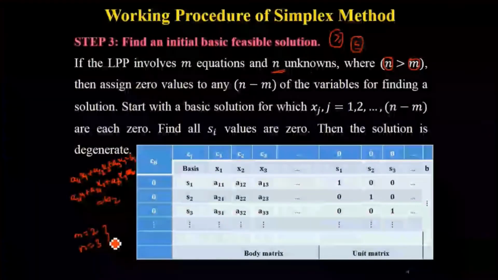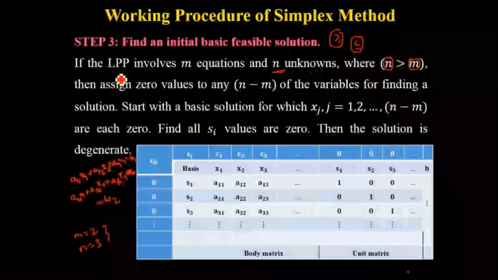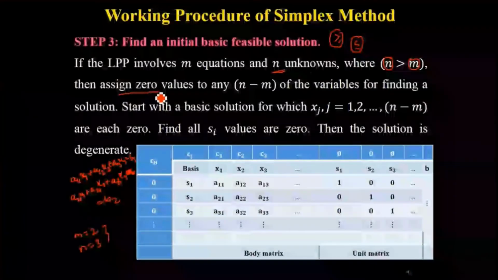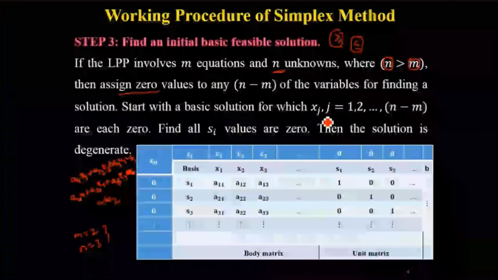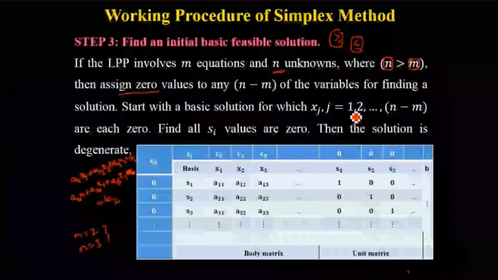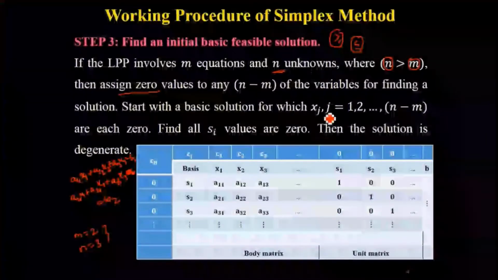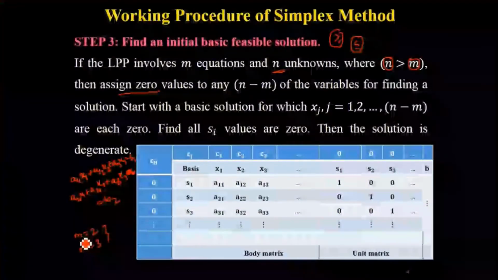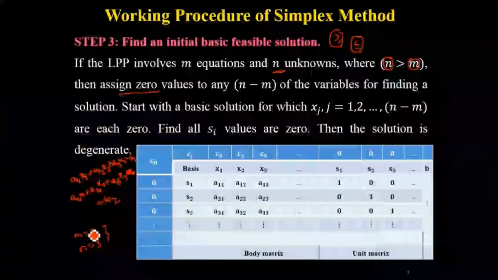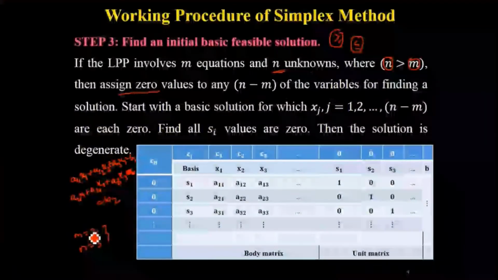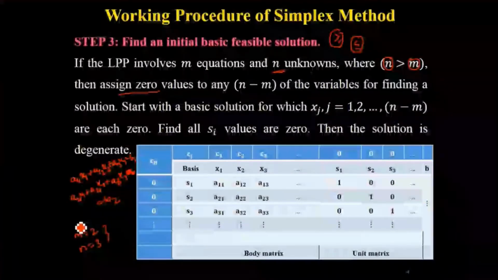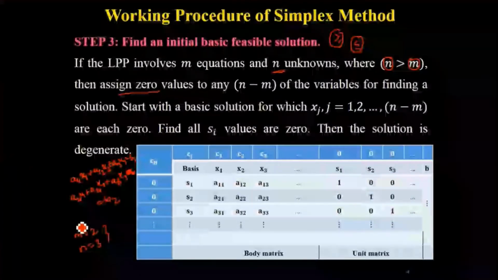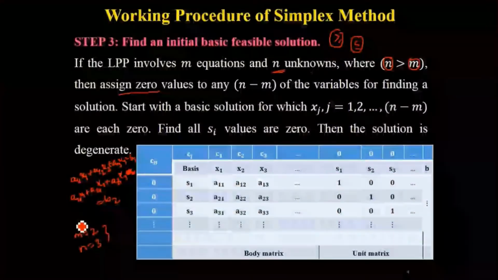So in this case the difference is what? 1. So in that case the extra variable what you will get, you have to assign 0 value. Okay. So start with a basic solution for which xj equals 1, j equal to 1, 2, 3 up to n minus m. Basic variables always will be less than... you have to choose the basic variables and then the non-basic variables. The variable which you have to make 0 will be non-basic.